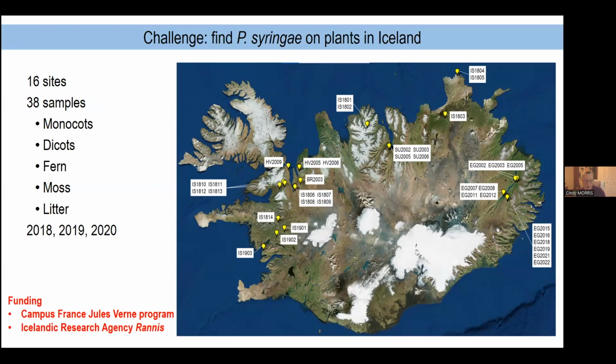We eventually had a graduate student that went to lichens, and I'll let her eventually tell that story, but we also found them on some lichens. So this story is just about angiosperms, fern, moss, and litter.